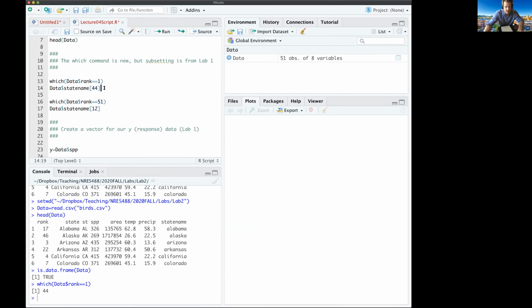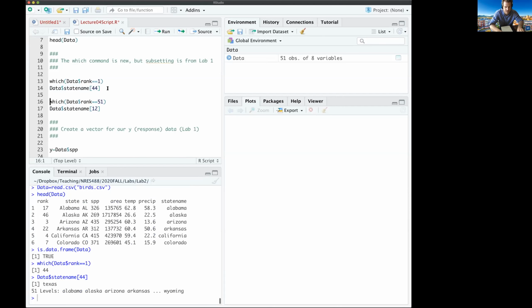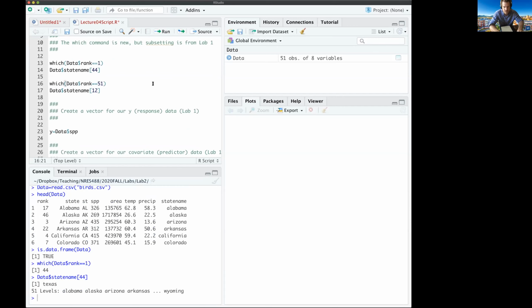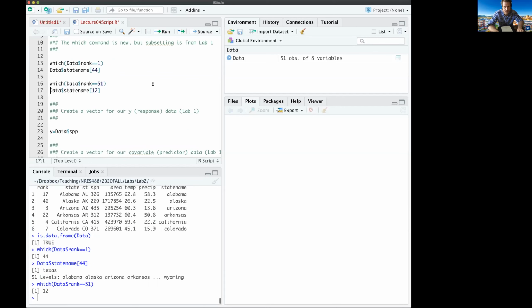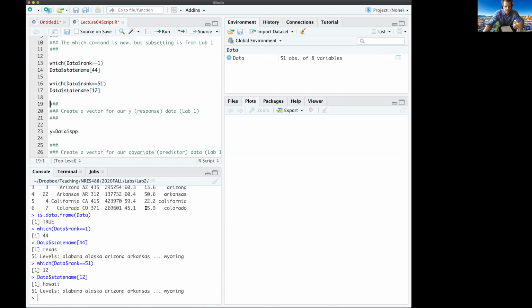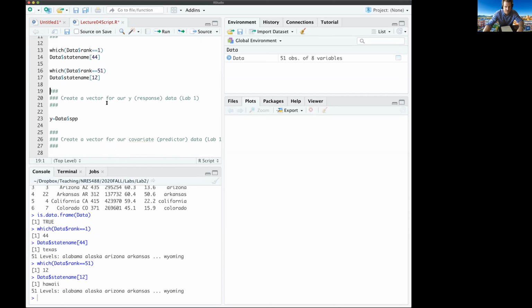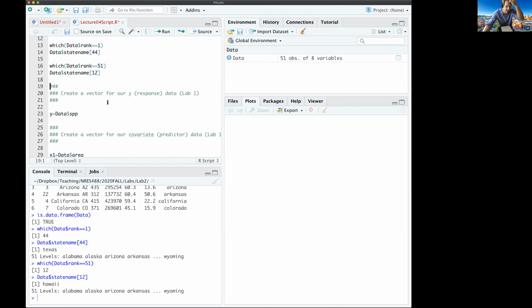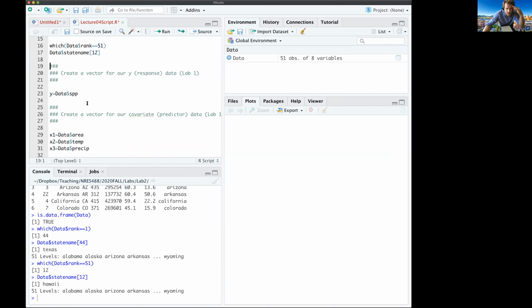Okay, so now we can subset our vector. We can say data state name, create a vector, and then subset it to the 44th one to see which state is actually ranked first, and that is Texas. You can also say which one's ranked last, and that is Hawaii. So Texas has the most species during this time period, and Hawaii had the least species. Hawaii actually has a lot of invasive species, and their native bird population has been decimated.